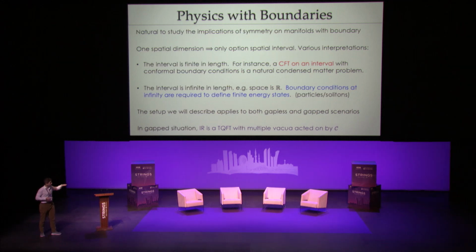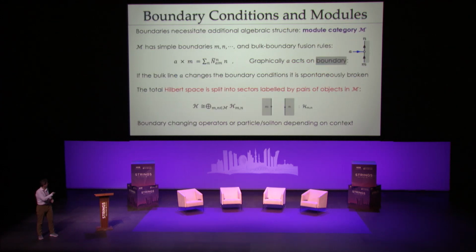In that case, at long distances, we're thinking about a topological field theory with various different ground states acted on by this symmetry. So that's the infrared, and we're looking above that. Okay, so we need some new algebraic ingredient when we start talking about the action of symmetry on states on the interval. And the new algebraic ingredient is what is called a module category, M. Let me unpack what that notion is for you.